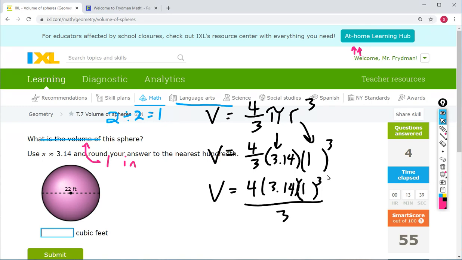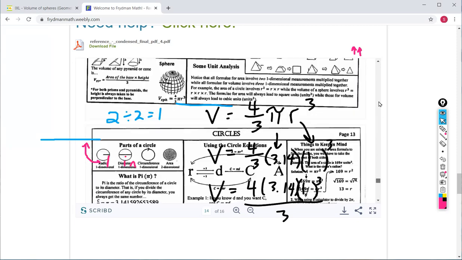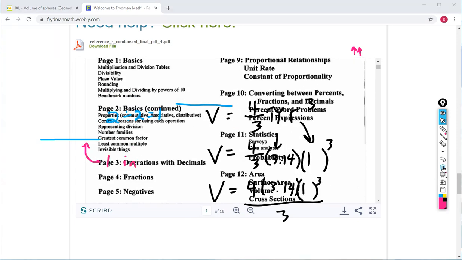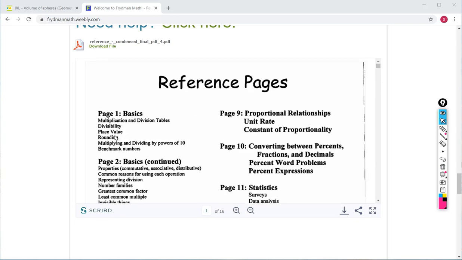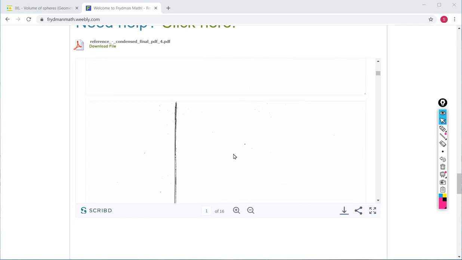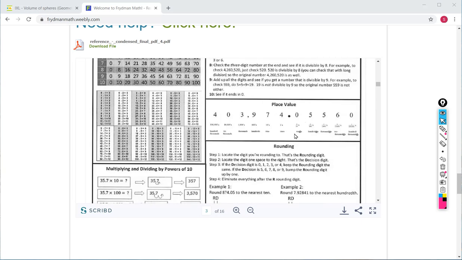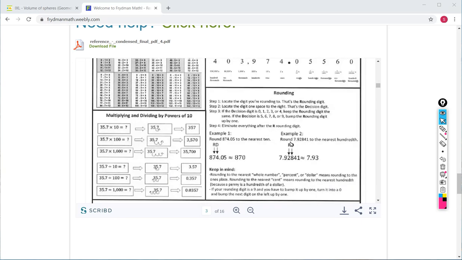Remember, if you don't remember how to round, you can take a look at the reference pages. I have rounding on page 1. Let me erase this. Rounding is over here on page 1. Here's rounding, and here is place value also. So you can take a look at that if you forgot how to round.